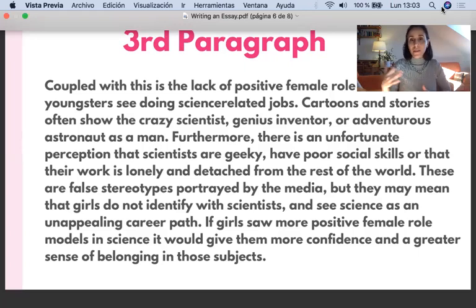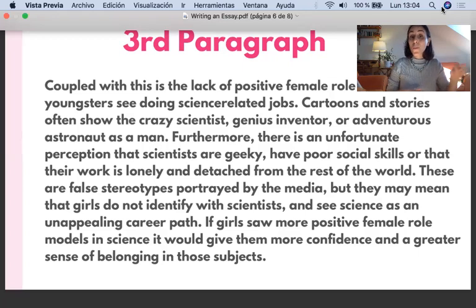Furthermore, linker. There is an unfortunate perception that... this is very interesting, unfortunate perception that, and then these are false stereotypes portrayed by the media, comma, but. Remember, but is a linker and we usually use a comma in this structure, unless you are using it in an inversion, which doesn't need a comma before. But this is not an inversion, so it's okay.